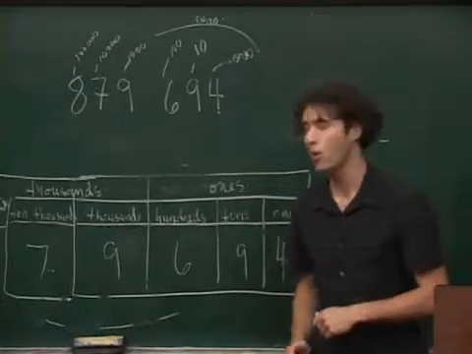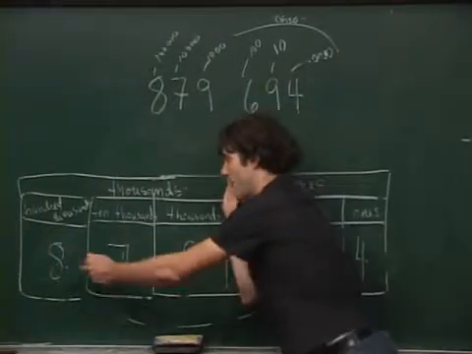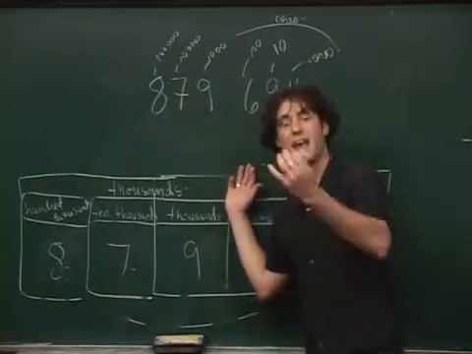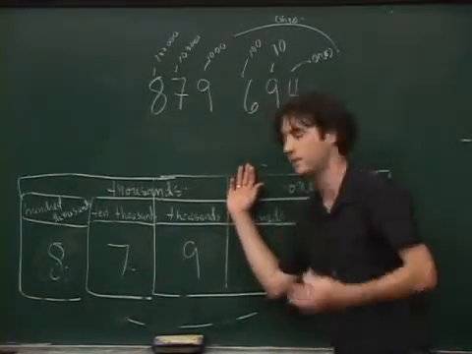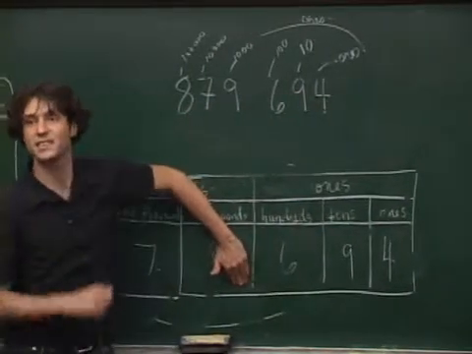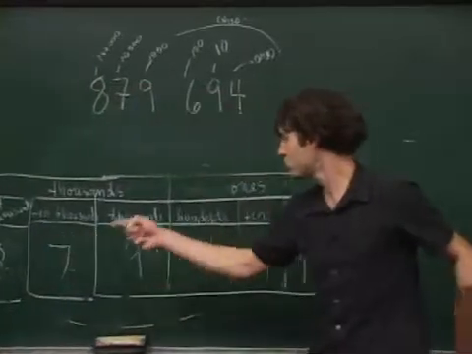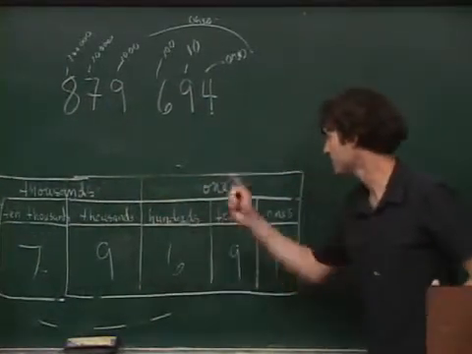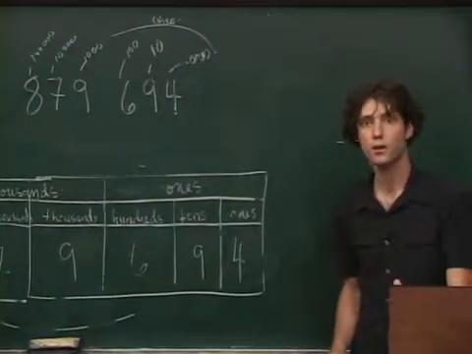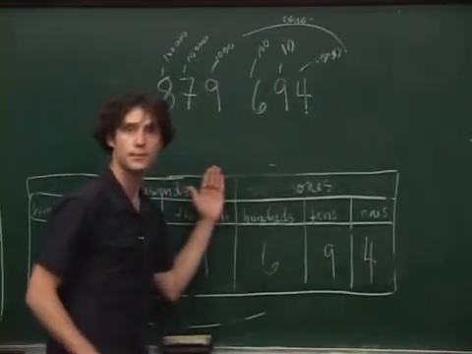8. What number do we have? To say the number, just take your thousands. How many do you have? 879. 879,000. And then take your ones. How many do you have? 694. What's your number? It's 879,694. First say your thousands and then your ones.